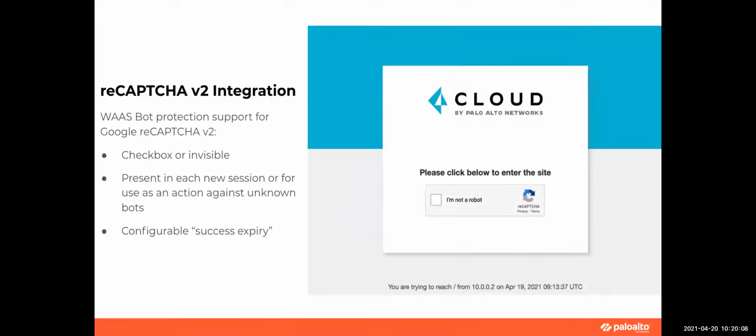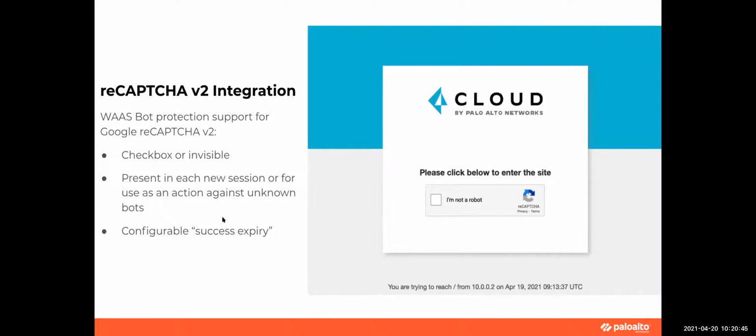We are further enhancing our bot protection capabilities, and customers can now integrate Google's reCAPTCHA v2 challenges and serve them either for each new session or use them as an action, essentially using CAPTCHA as an action. So whenever a suspicion of unknown bot traffic arises, instead of immediately blocking or banning, you can serve a CAPTCHA challenge and give the user a chance to prove his humanity.